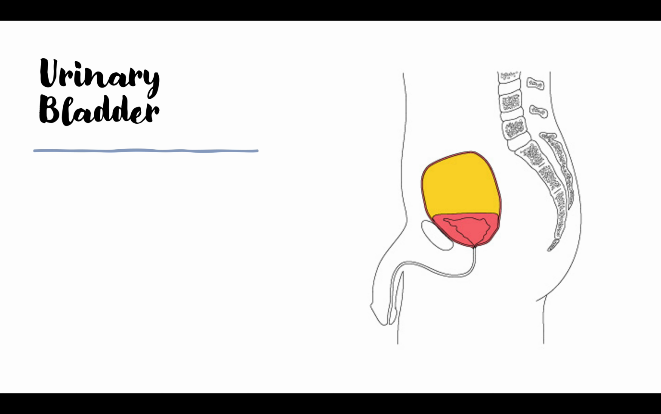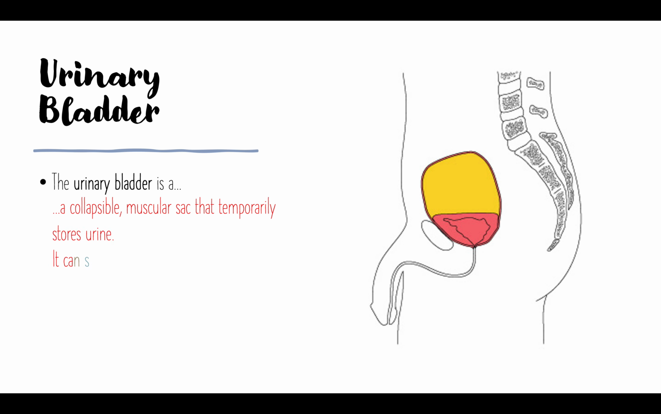The urinary bladder now is rather interesting as well. A couple things that you should know about it is that it is a collapsible muscular sac. And its job is to store urine. It can store about a half to a full liter of urine when full, which to me is quite amazing. And eventually, as we empty it out, it's going to pump it out.